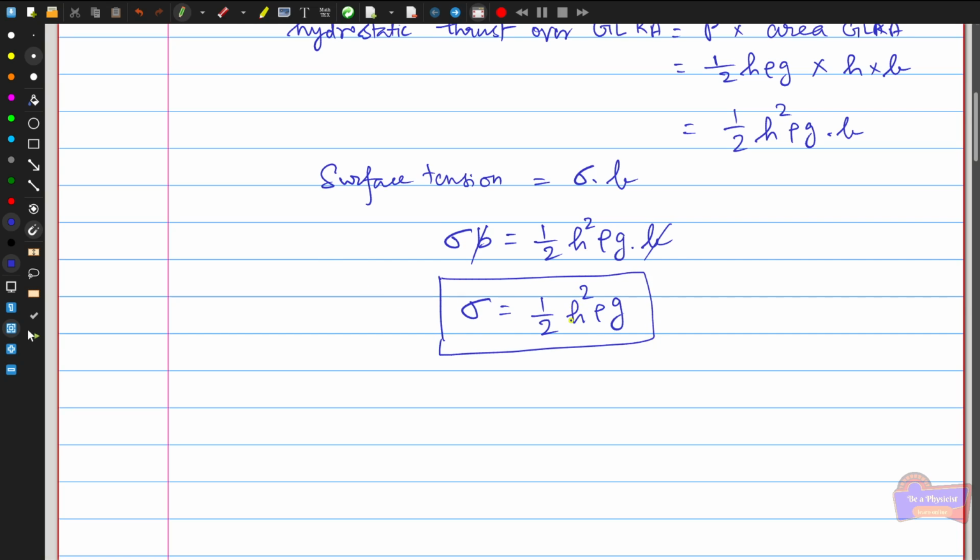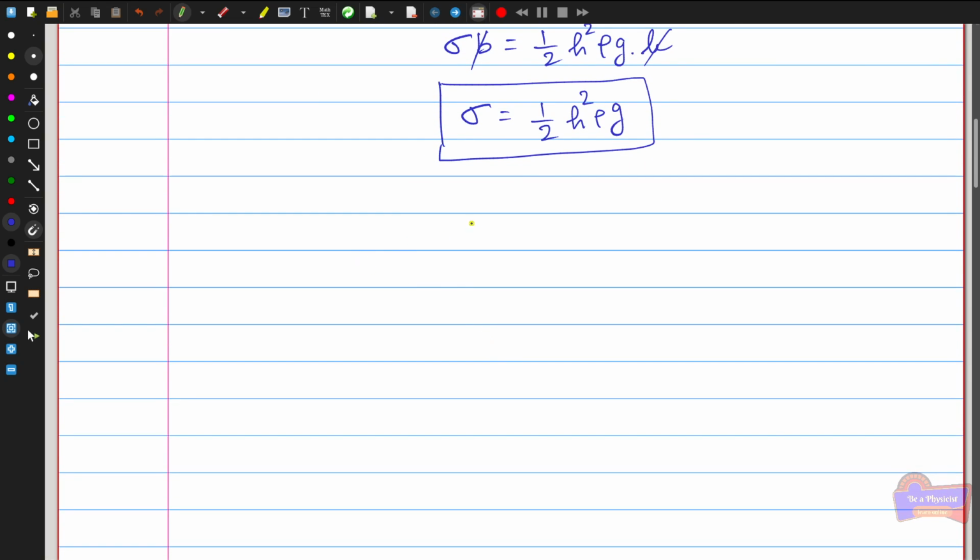Suppose you know the value of h from the experiment, and the density of the liquid is already known, then you can easily calculate the surface tension of any liquid, or mercury in this case. You can see from this equation that we don't have any parameter including the angle of contact. So next, we are going to involve the angle of contact and find out the surface tension using it.